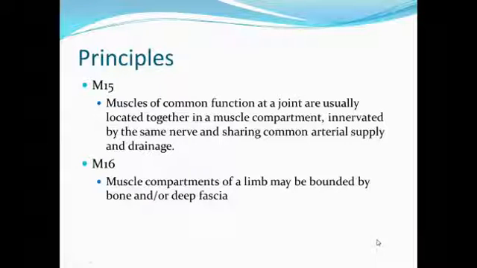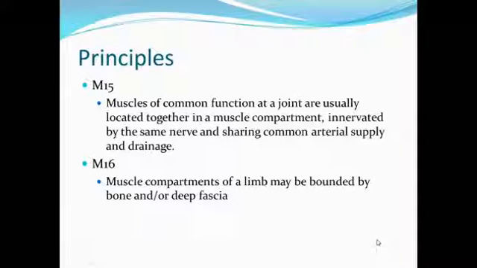Some of the principles that we'll use today, M15 and M16. M15 says muscles of a common function at a joint are usually located together in a muscle compartment, innervated by the same nerve, and share the same common arterial supply and venous and lymphatic drainage. And also muscle compartments of a limb may be bounded by bone and or deep fascia.